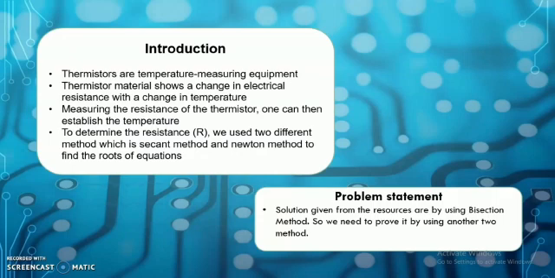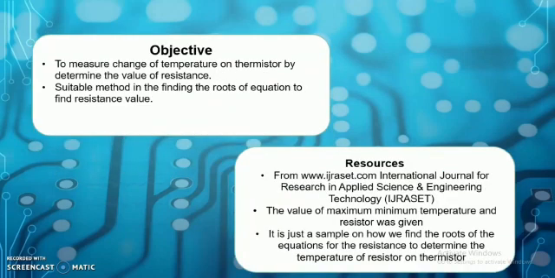Next, the problem statement. The solution given from the resource, the journal, is using the bisection method. So we need to prove it by using two other methods, which are the Secant method and the Newton method. Next, our objective is to measure the change of temperature on the thermistor by determining the value of resistance. And second, to find a suitable method of finding the root of the equation to find the resistance value with less error.